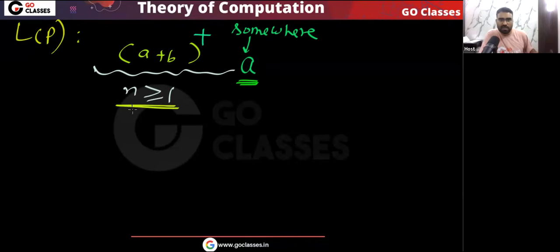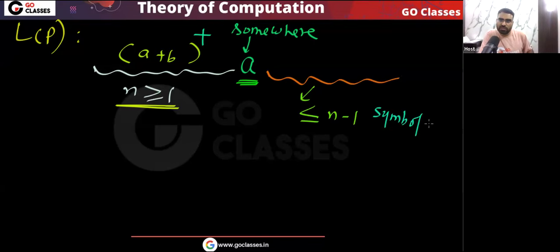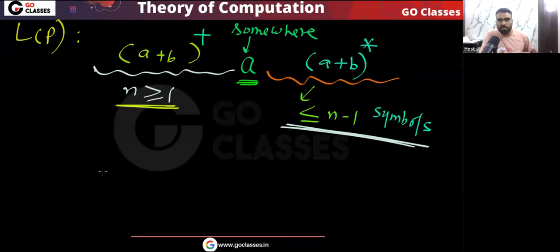Okay, this A is somewhere. And after this A, maximum how many symbols can you put? Tell me. You can put less than or equal to n minus 1 symbols. You can put anything here also, (A or B) whole star, but less than or equal to n minus 1 symbols you should put. Is this clear? This is the language.